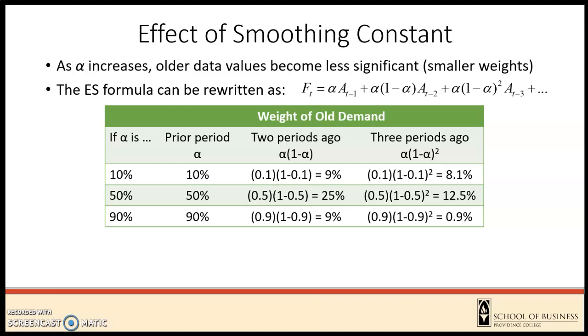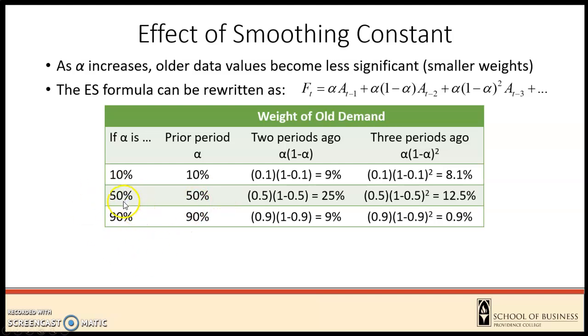And so as we go along, the older data is still there. As you can see at 10%, we're dropping down by about 1% each time. So once you get out 11 periods, the data really doesn't matter anymore.